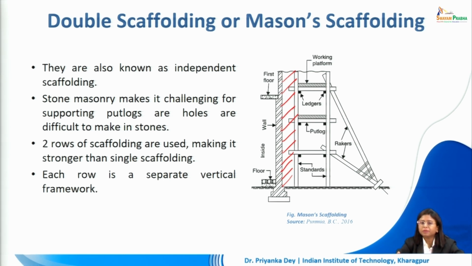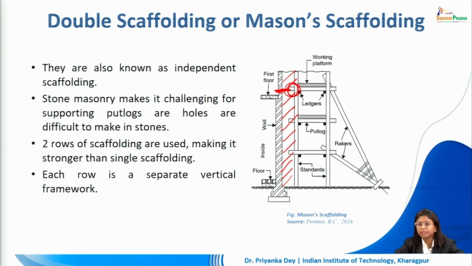Stone masonry makes it very challenging for us to support the putlogs by creating holes inside the stone wall, because otherwise this would have been called a putlog, it would have to be inserted into the wall. It would be difficult to do in case of a stone masonry wall. So we have to go for the usage of transomes, where the putlog is not connected to the wall but it is supported on both edges with the help of ledgers. Two rows of scaffolding are being used in this case. So definitely it will be a stronger version of scaffolding as compared to the previous single scaffolding.